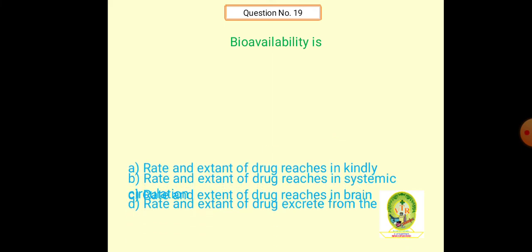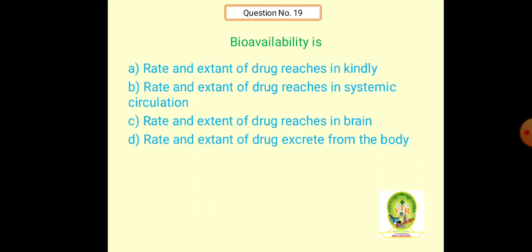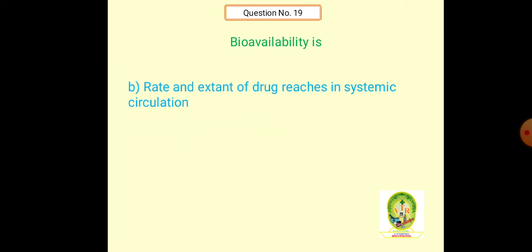Bioavailability is. Options are A. Rate and extent of drug reaches in kidney, B. Rate and extent of drug reaches in systemic circulation, C. Rate and extent of drug reaches in brain, D. Rate and extent of drug excreted from the body. Right answer is B.